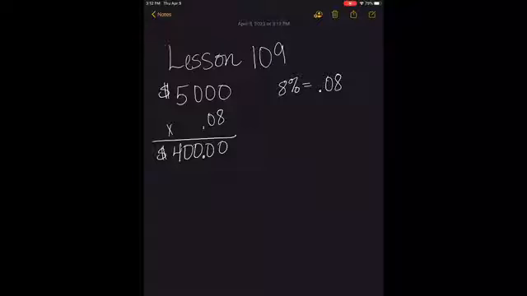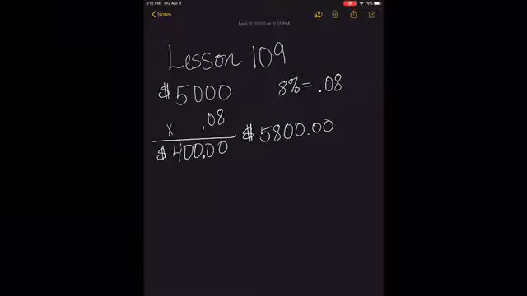$400. So after 1 year, he earns $400. Well, it tells us that it's in the bank for 2 years. So that would mean he earns $800. So at the end of 2 years, he had $5,800. That's simple interest.